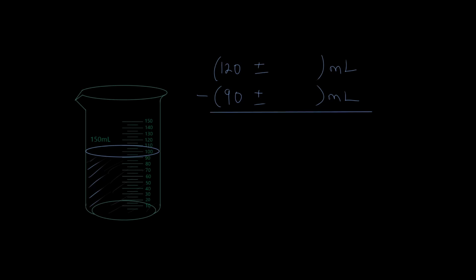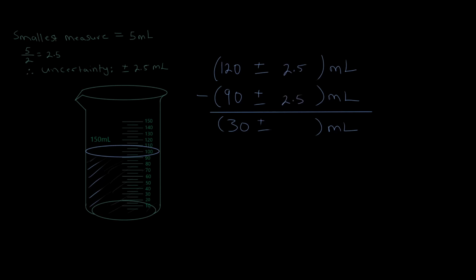Well, 120 minus 90 is 30, so we know that we poured out 30 milliliters. What about the uncertainty then? Well, on this beaker, the smallest measure is 5 milliliters. Half of that is 2.5 milliliters. Therefore, our uncertainty for each measurement will be 2.5 milliliters. Notice that while we're subtracting 90 from 120, we're not subtracting the uncertainties 2.5 and 2.5. Instead, we're adding them. Again, this is because error propagates with each measurement. It doesn't decrease, and it's impossible to have zero uncertainty.